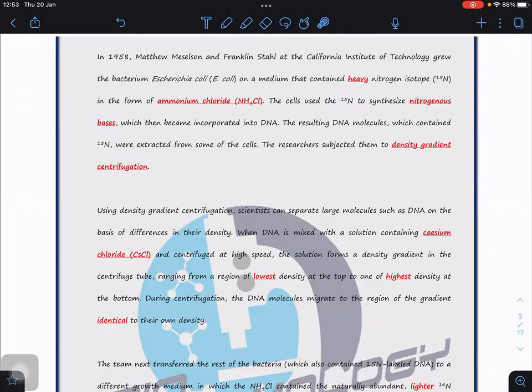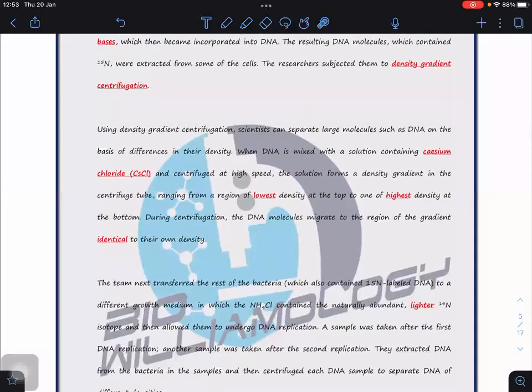Researchers subject them to density gradient centrifugation, which means separation based on density. Using centrifugation, large molecules such as DNA can be separated based on their density. We mix the DNA with cesium chloride and centrifuge at a very high speed. The solution forms a density gradient in the centrifuge tube, ranging from the lowest density at the top to the highest density at the bottom. The DNA molecules then migrate to the regions of the gradient identical to their density.